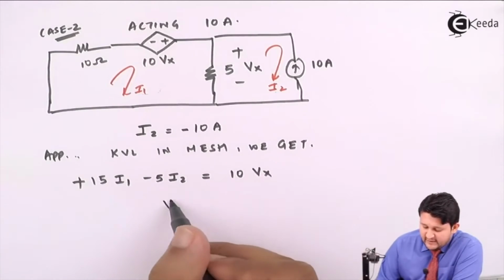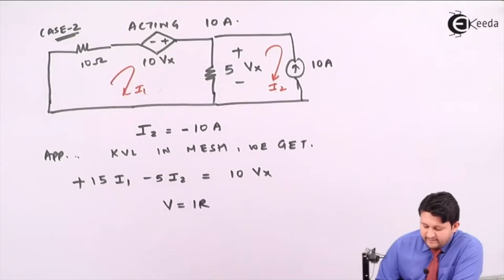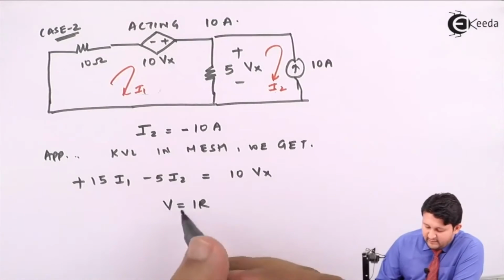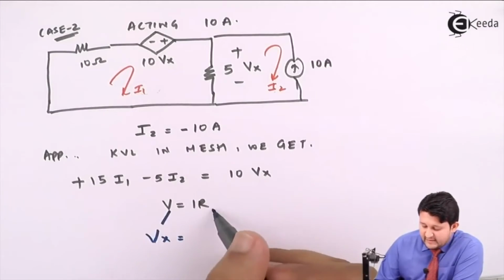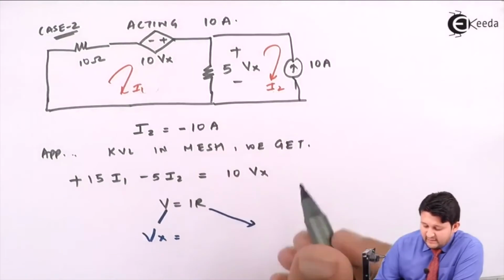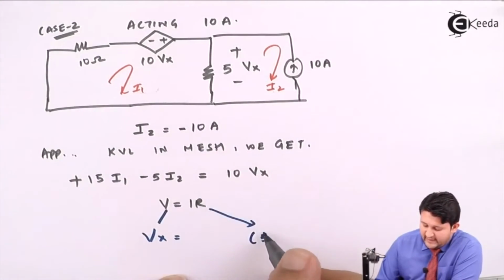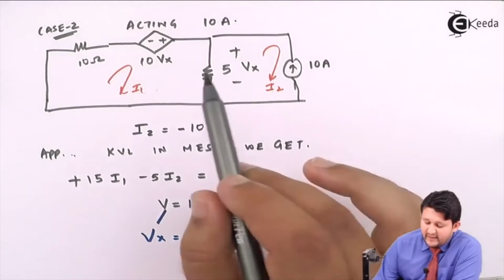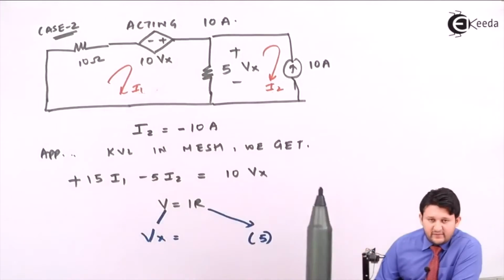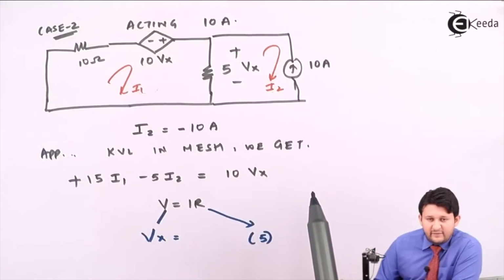For finding voltage, the basic formula is V equal to I times R, right? So let's use it. For V, you will be writing Vx. Vx is across which resistance? 5. So for R, you will be writing 5. In 5, which current is flowing? You will observe carefully. Both I1 and I2 are flowing.